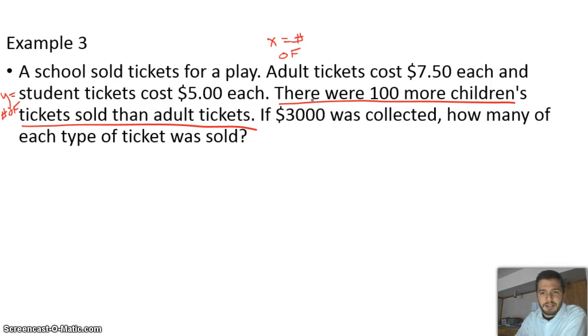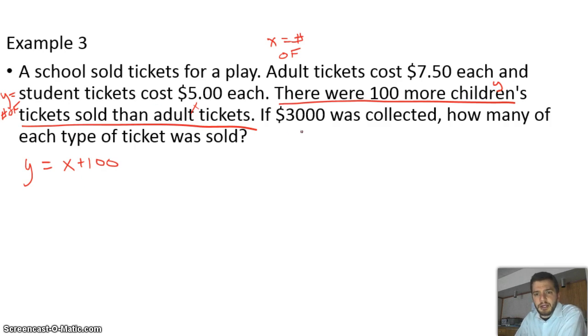All right, anyway, it says there were 100 more children's tickets than adult tickets. So again, remember that the students are Y and the adults are X. There were 100 more children's tickets, so that means Y is going to equal X plus 100. Now we've got that equation.